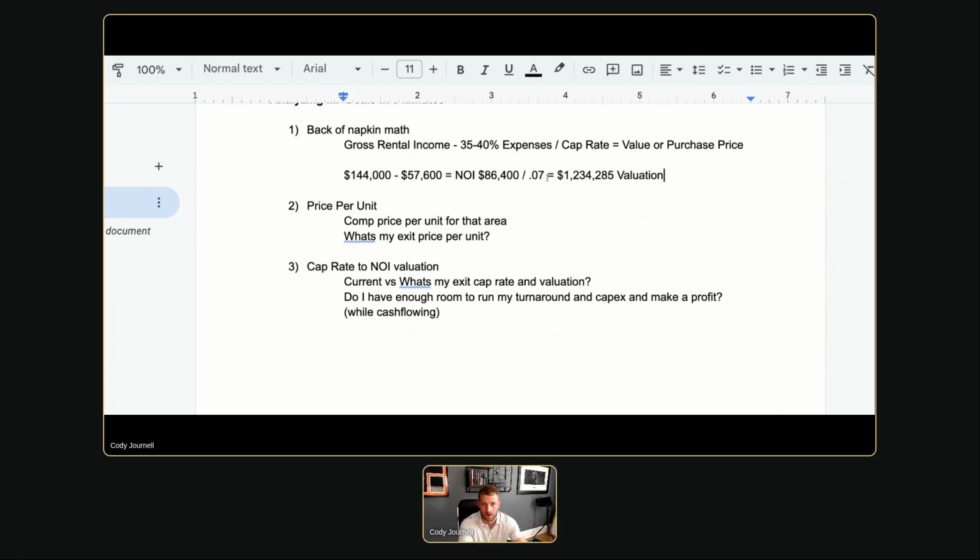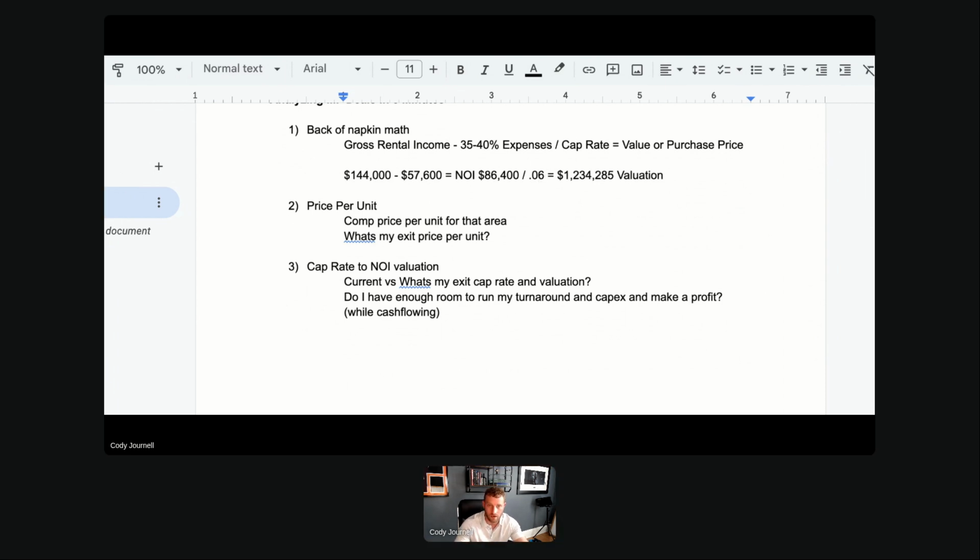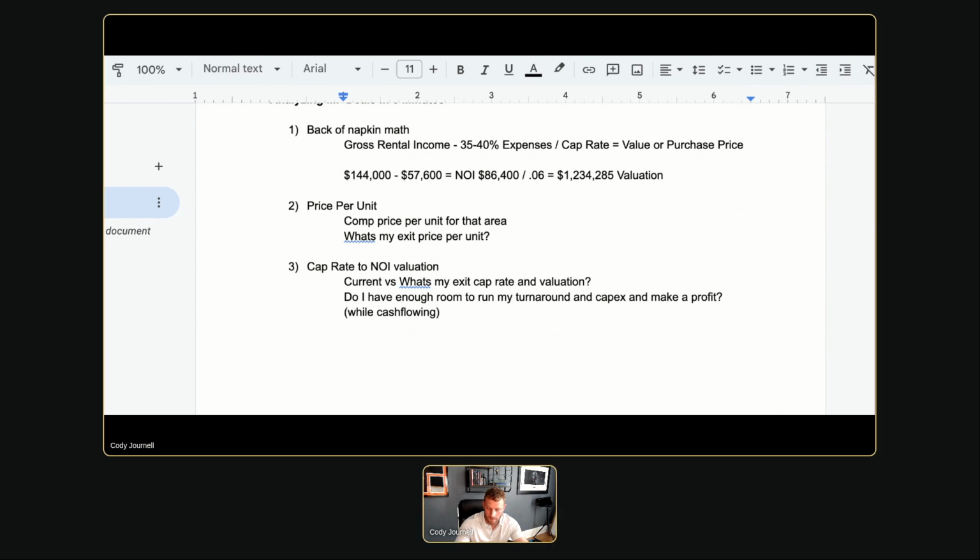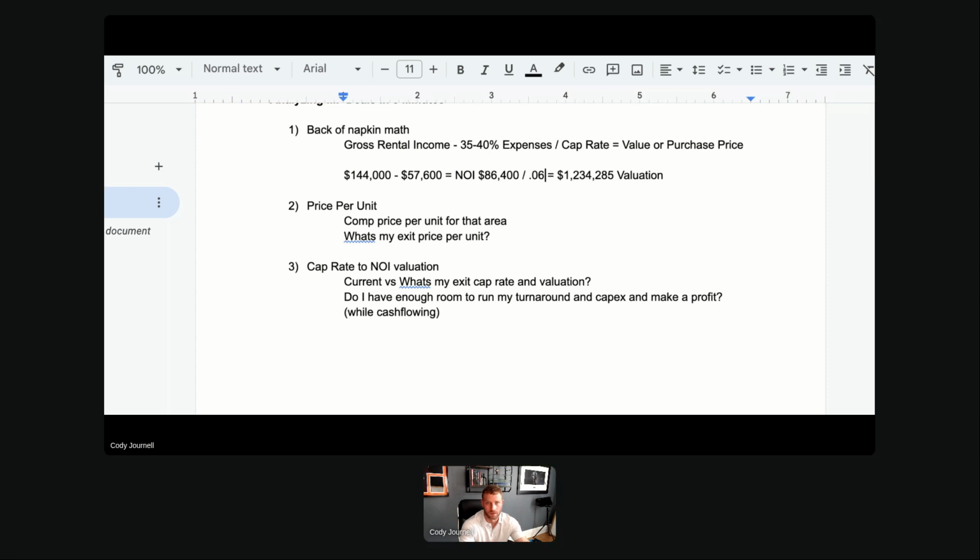You can run this same scenario. If it's a class A property, let's say you use a 6% cap rate. So use those NOI numbers, 86,400 divided by 0.06. If they're selling it, that brings it up to 1.44. Still not even anywhere close to touching $2 million.